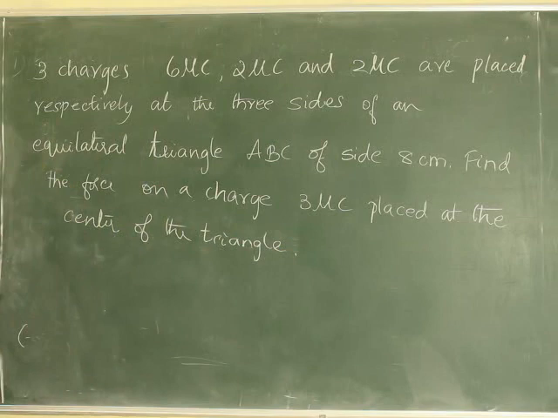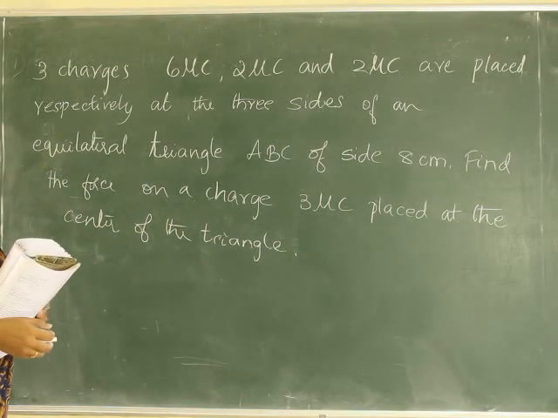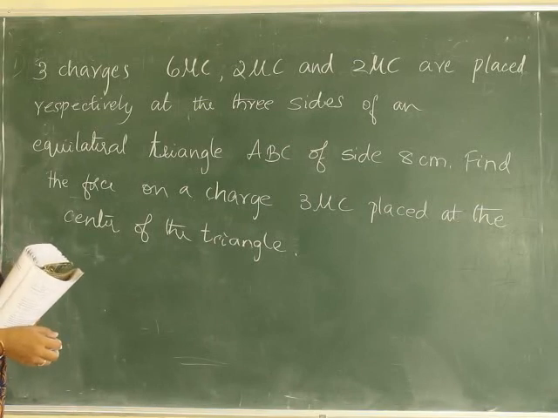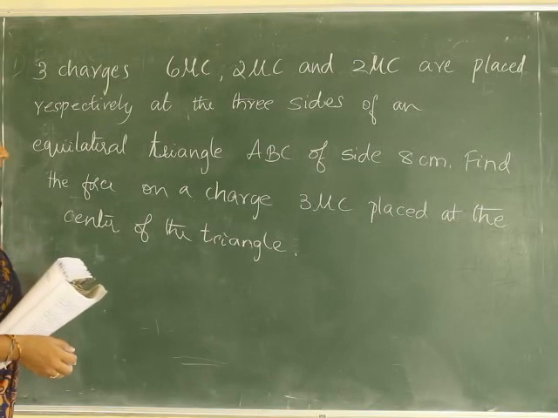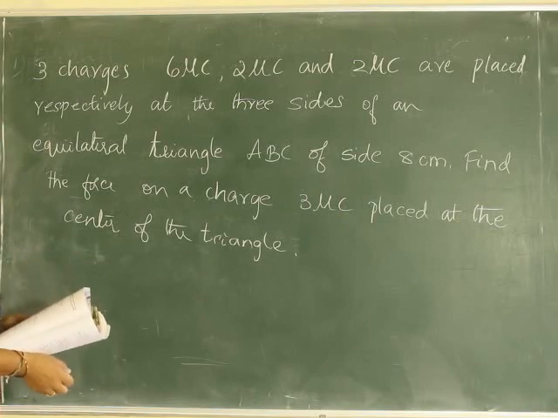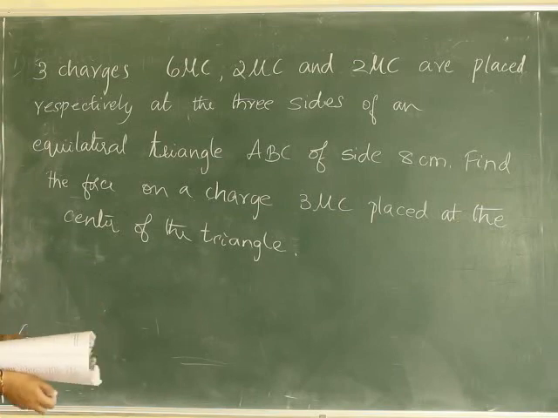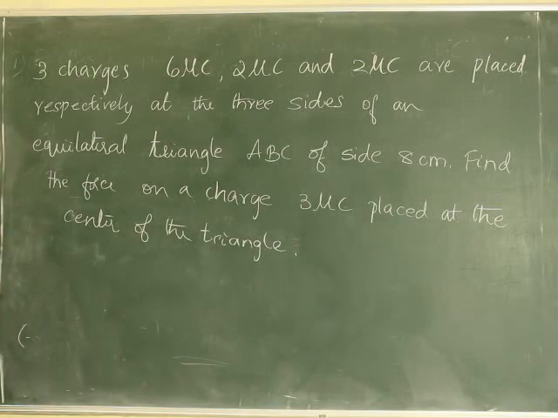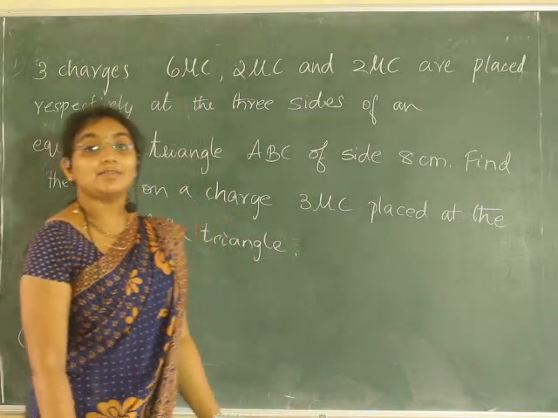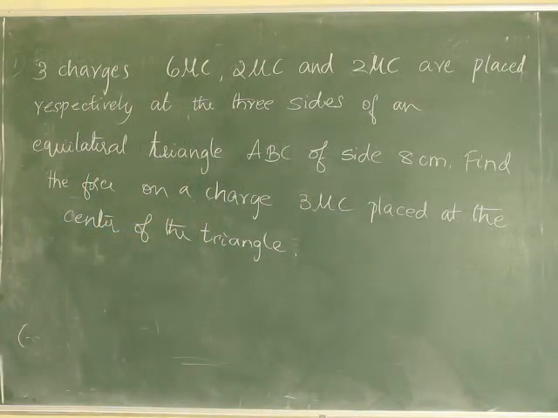Three charges, 6 microcoulomb, 2 microcoulomb and 2 microcoulomb are placed respectively at the 3 sides of an equilateral triangle ABC of side 8 centimeter. Find the force on the charge 3 microcoulomb placed at the center of the triangle. Earlier we solved the same type of problem using a square. Now it is an equilateral triangle.